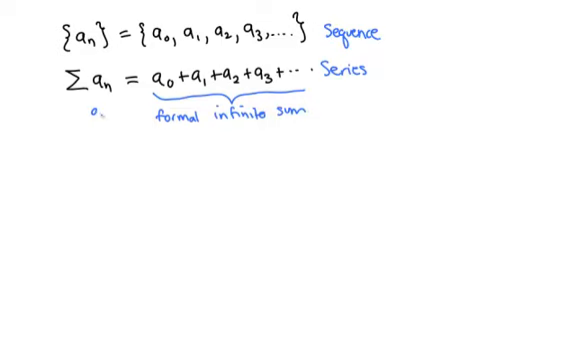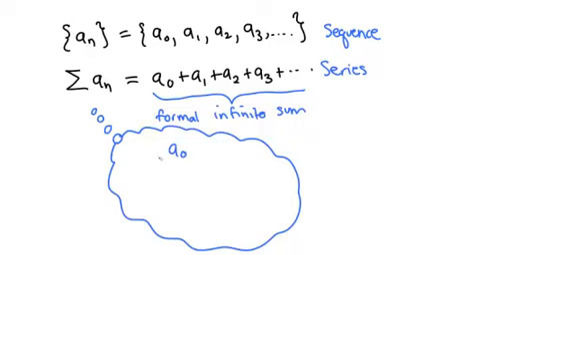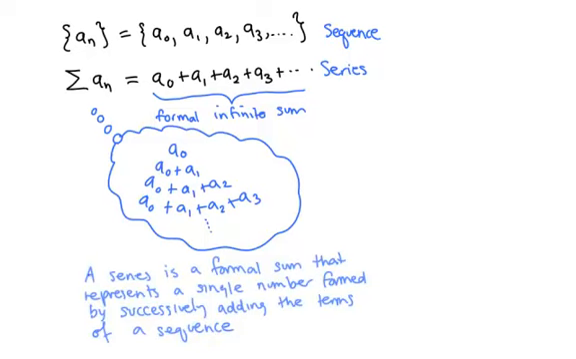How we think of it, though, is we sort of think of this as describing a fixed number, whereas a sequence is a list of numbers. A series is describing a single particular number. It's describing the number which could be approximated by A0, but a better approximation would be A0 plus A1. A better approximation would be A0 plus A1 plus A2. A better approximation would be A0 plus A1 plus A2 plus A3, and on down the line. So in the back of our minds, a series is a formal sum that represents a single number formed by the successive addition of the terms of a sequence. So how would you figure out what this number is?